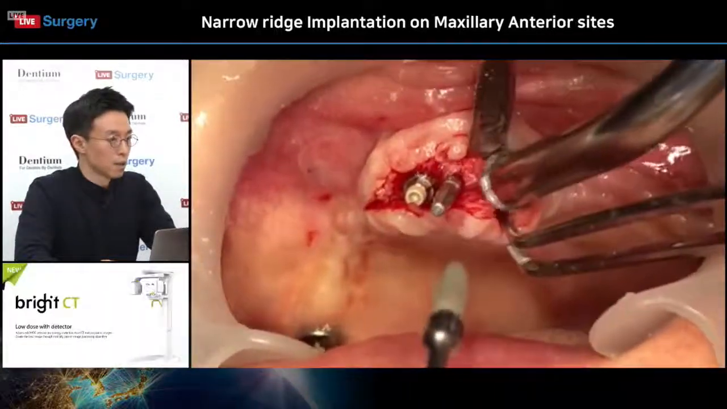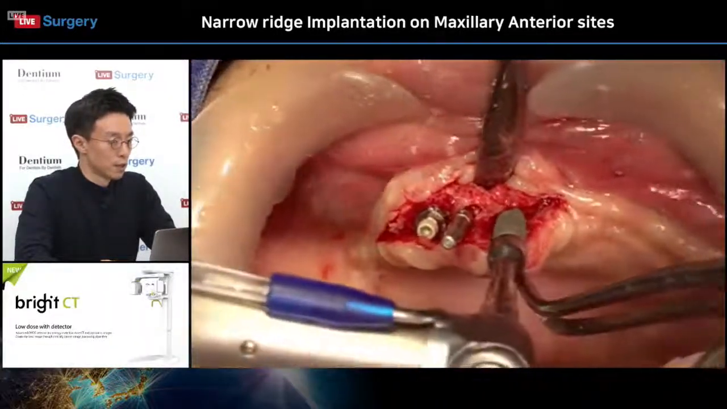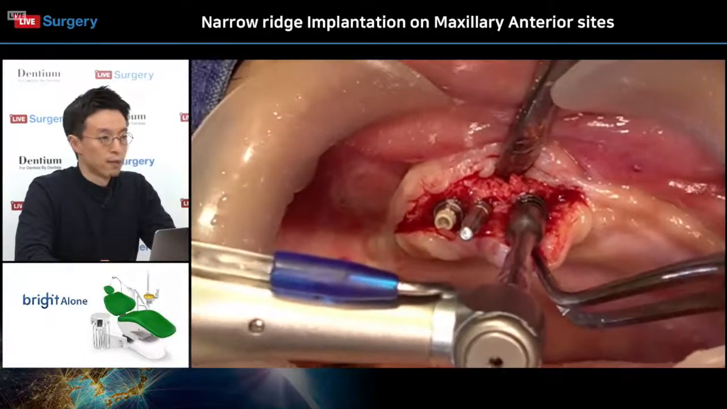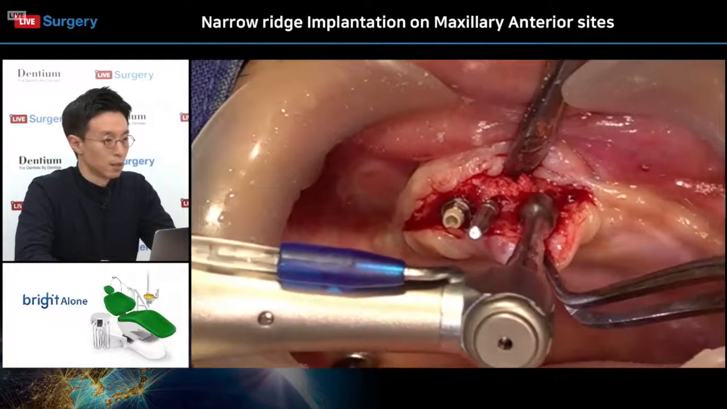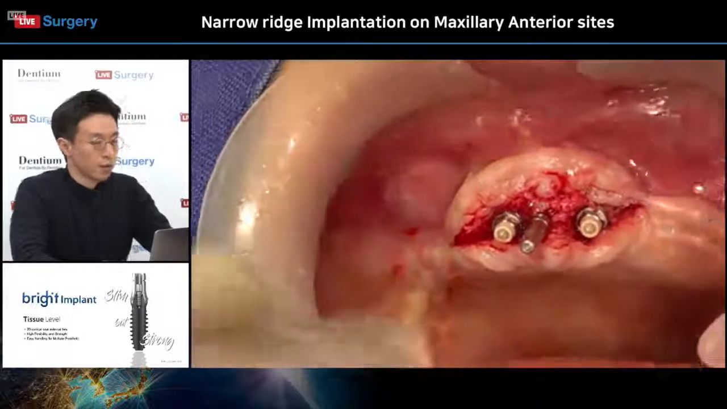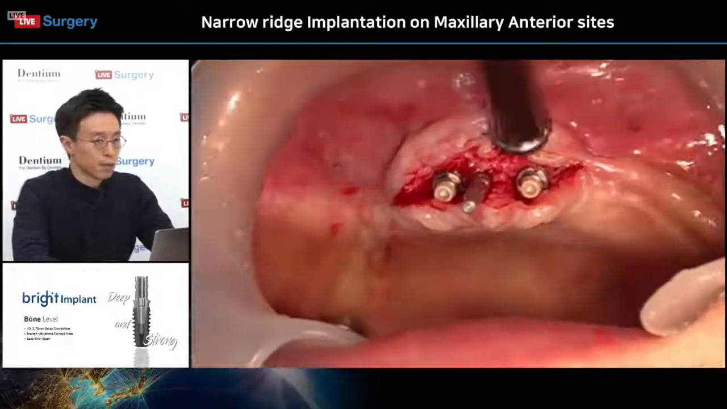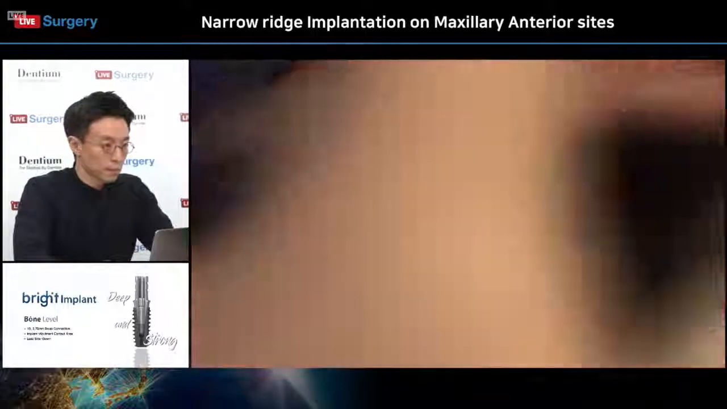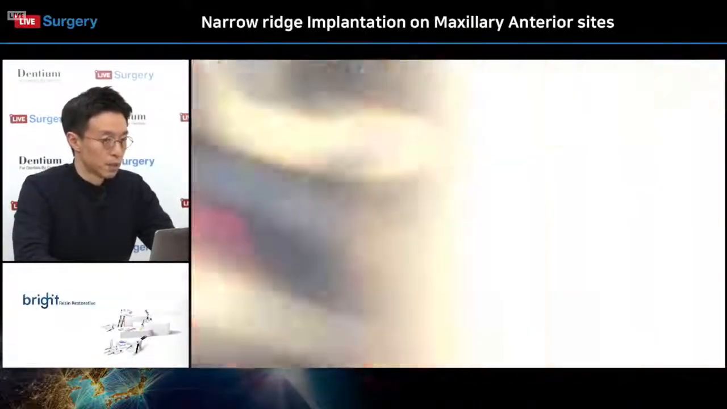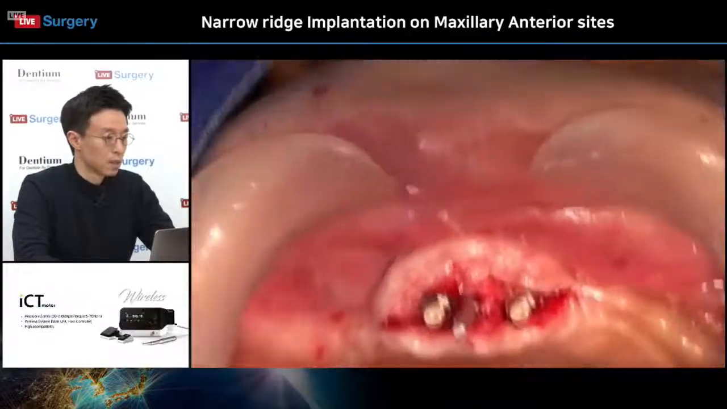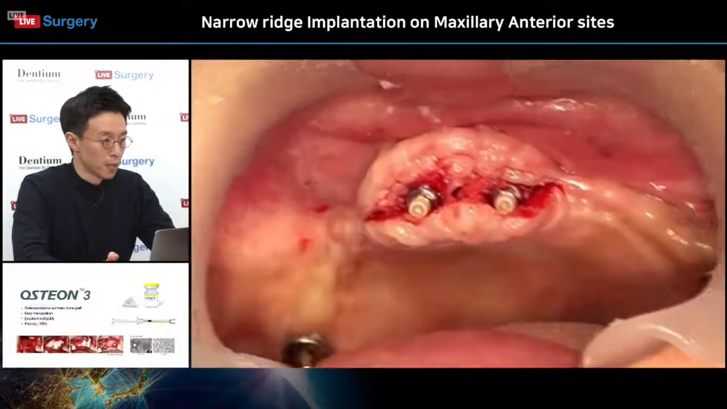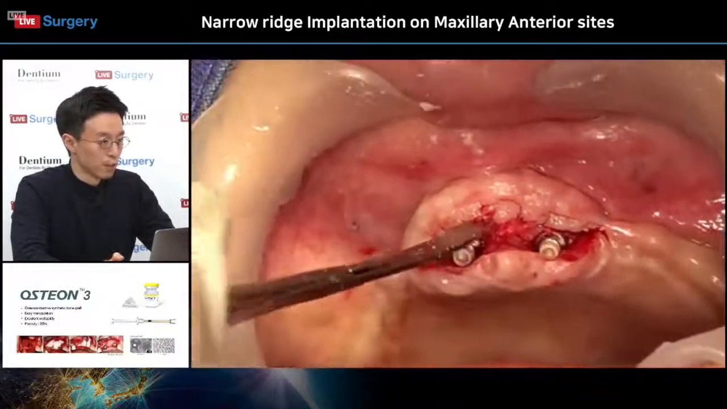At the left upper incisor area, he is also placing the 3.5 by 9 Bright tissue level implant with 50 RPM and 70 Newton. Now he finishes the implant placement. He removed the pin from the nasopalatal foramen.